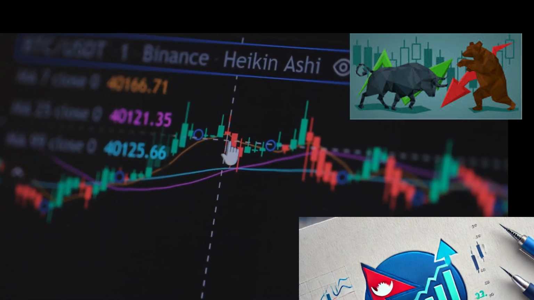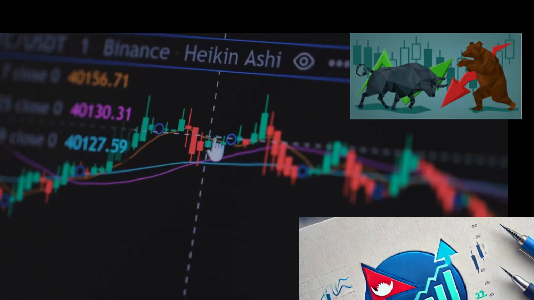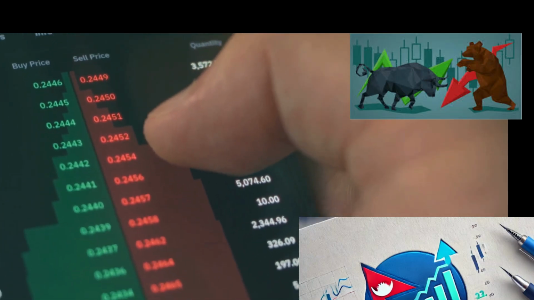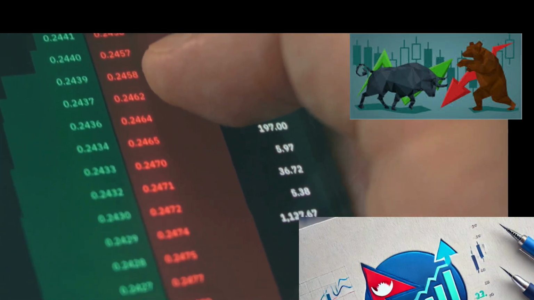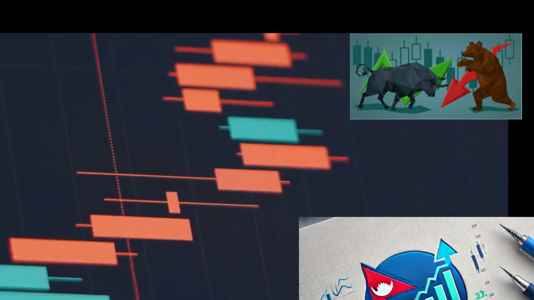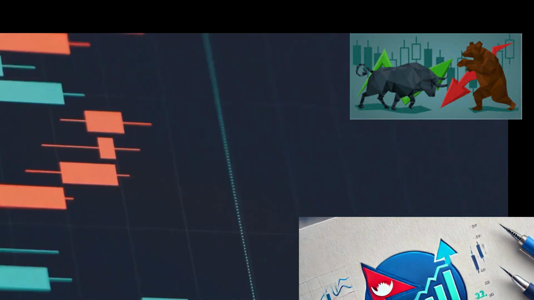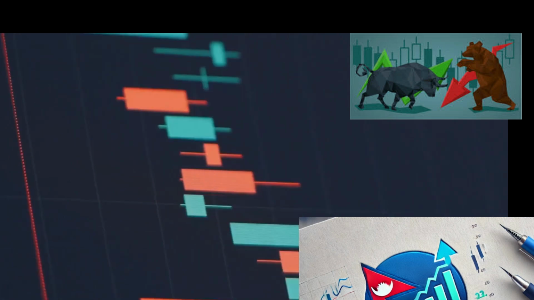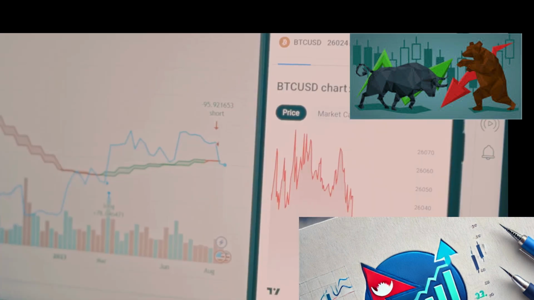Let's talk about the hammer, a bullish reversal pattern that gets traders excited. Picture this: the market has been in a downtrend, and then bam, you see a candlestick with a small body at the top and a long lower wick. That's a hammer. The long lower wick tells us that sellers pushed the price down, but buyers stepped in with force, driving the price back up near its opening. It's like the market is testing the waters for support and finding it.